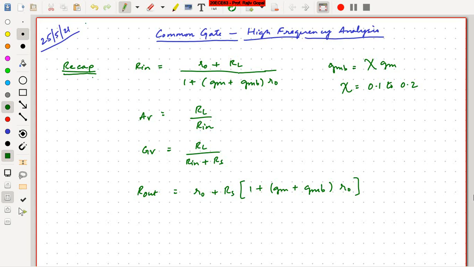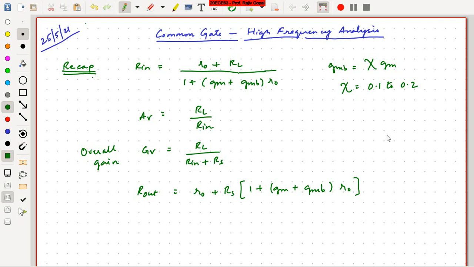So now, after that, we are looking at gain, which is RL by Rn. Overall gain, GV, which is RL by Rn plus Rs, and finally R out, which is R naught plus Rs into 1 plus Gm plus GMB into R naught. The relation between GMB and GM is that GMB is chi times GM, where chi is a factor which ranges from 0.1 to 0.2. So these are the three things which we derived in the last class.